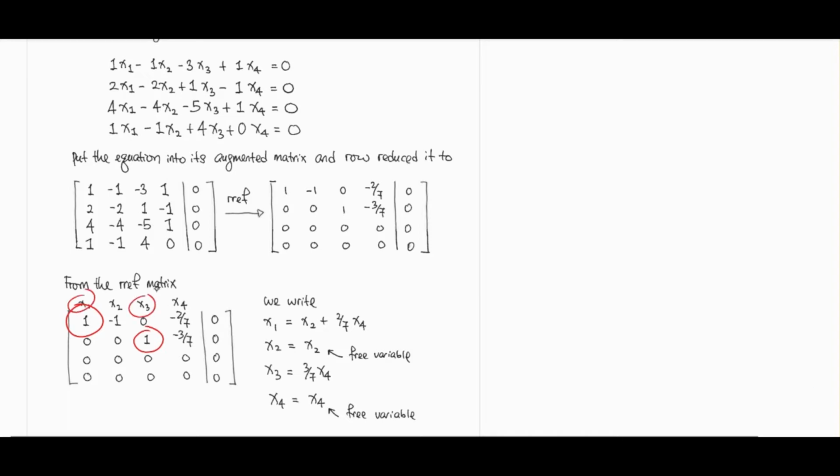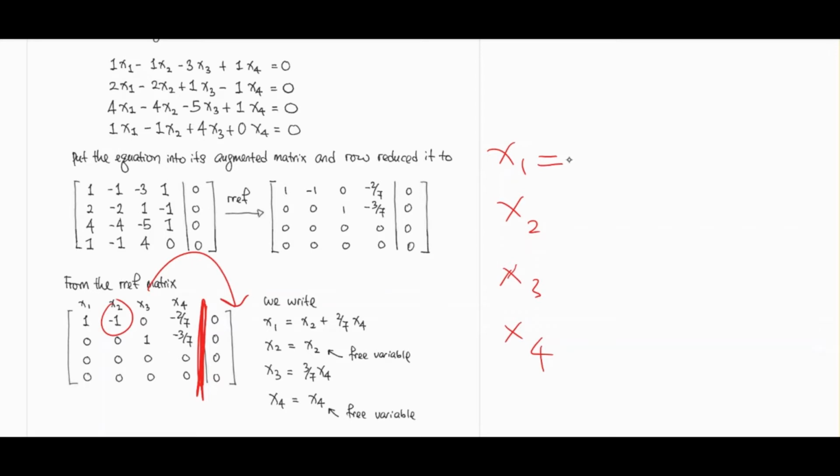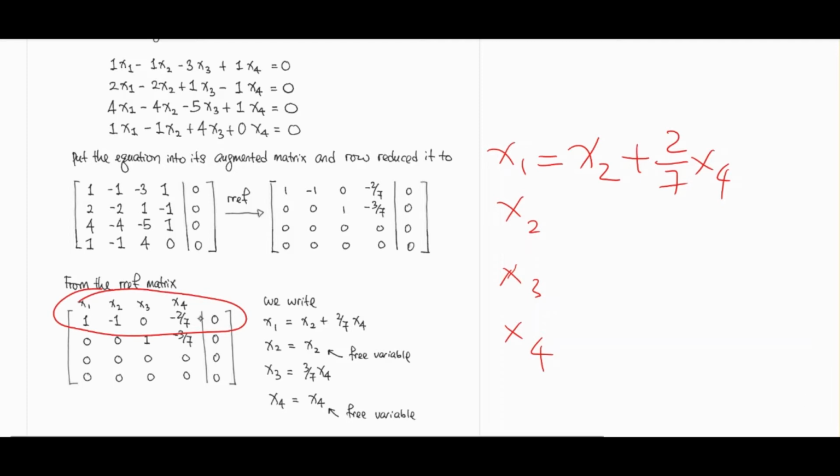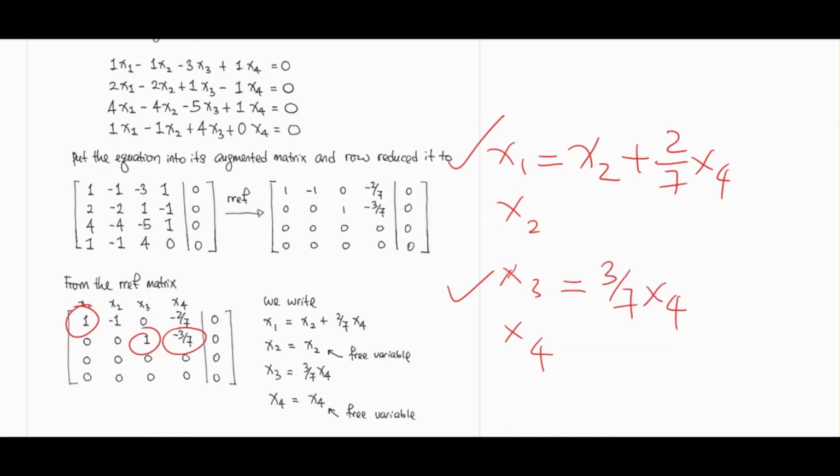So x1 and x3 are what I call the pivot variables. Let's write down the solutions like this: x1, x2, x3, x4. Remember this is like an equal sign, so if you move something across, you change the sign. So x1 is x2 plus 2/7 x4. When you move something across the equality, you have to change the sign; that's the reason we have that. This is x1, our pivot variable. The second pivot variable is x3, and x3 is 3/7 x4.